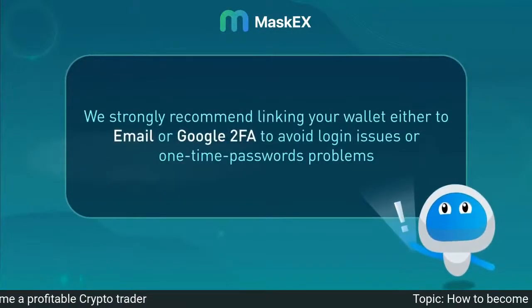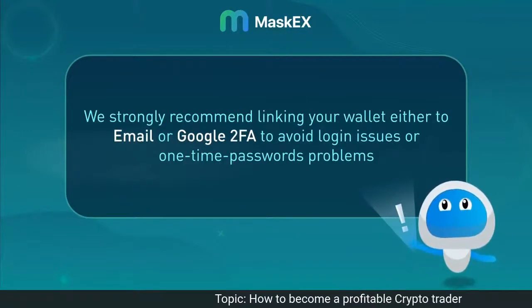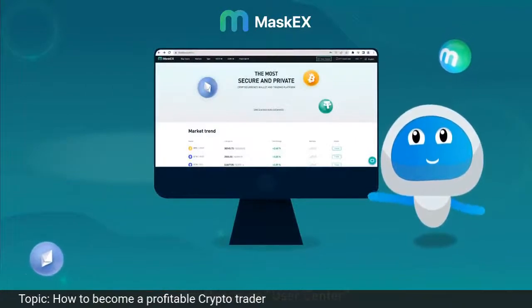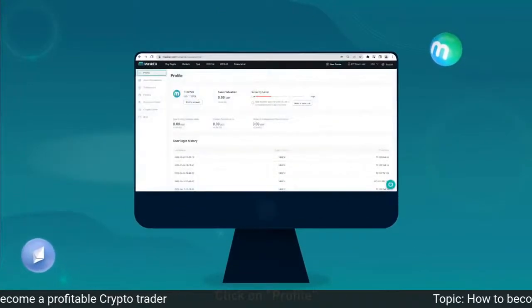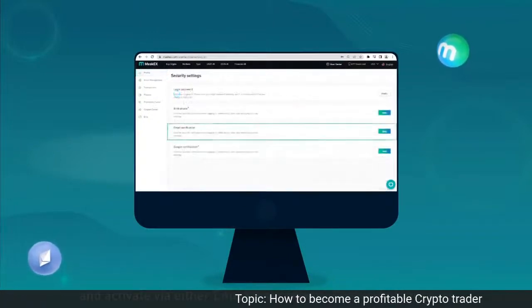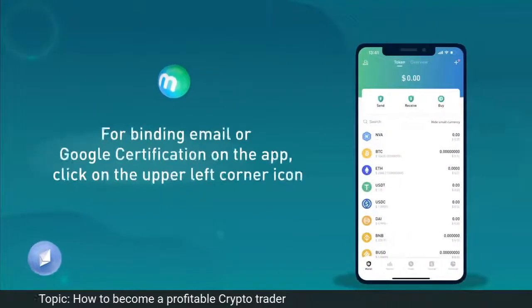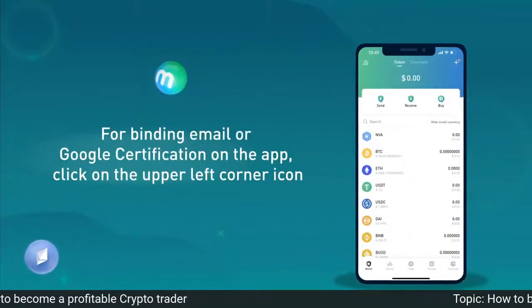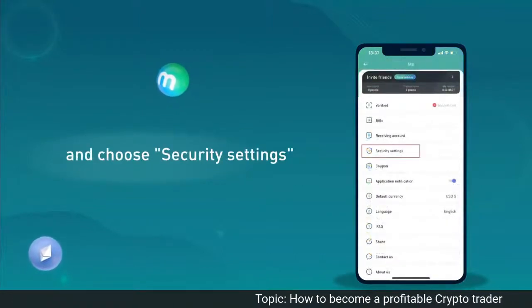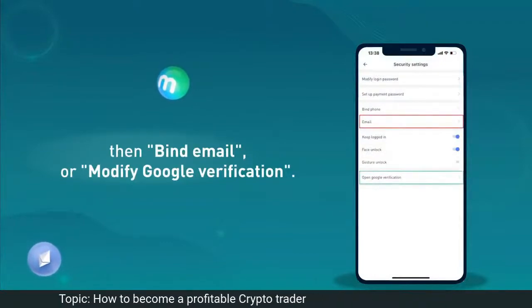We strongly recommend linking your wallet to email or Google 2FA to avoid login issues or one-time password problems. For that, go to User Center, click on Profile, and select Make It Safe Now. Activate via either email verification or Google certification. For binding email or Google certification on the app, click on the upper left corner icon and choose Security Settings. Then bind email or modify Google verification.